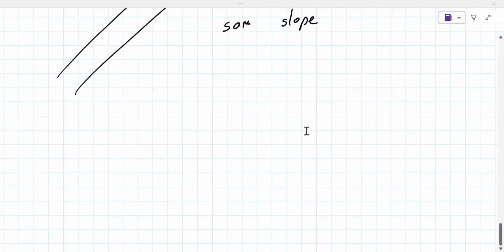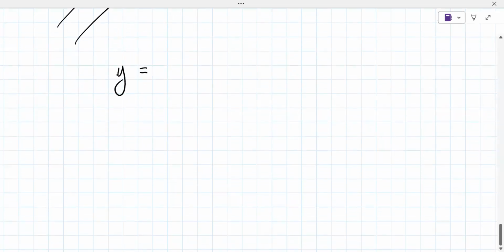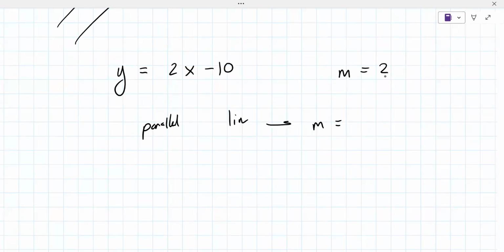So let's say I give you the equation of a line. Let's say I tell you it's y equals 2x minus 10. What is the slope of this line? 2. It is 2. Okay. So if I want a parallel line, what would that slope be? 2. Yeah, they have to have the same slope, right? That makes sense. They have to have the same exact slope. Okay.